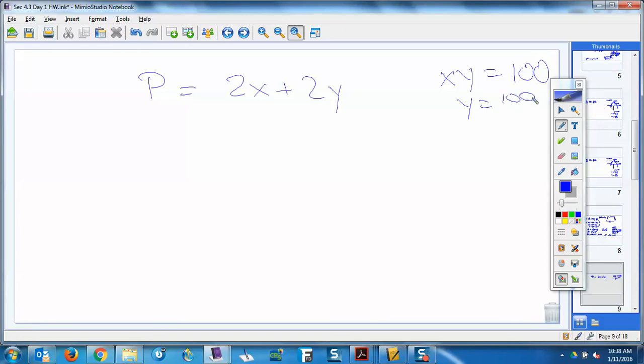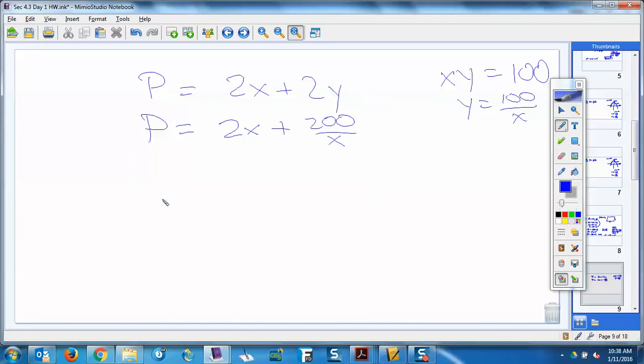Solve for one of those. It makes it just a little messier, but it's still the same thing. So we have 2x plus, and then we would have, what, 200 over x? y would equal 100 over x, so I would substitute in there 2 times that, which would be 200 over x. So I do my derivative.